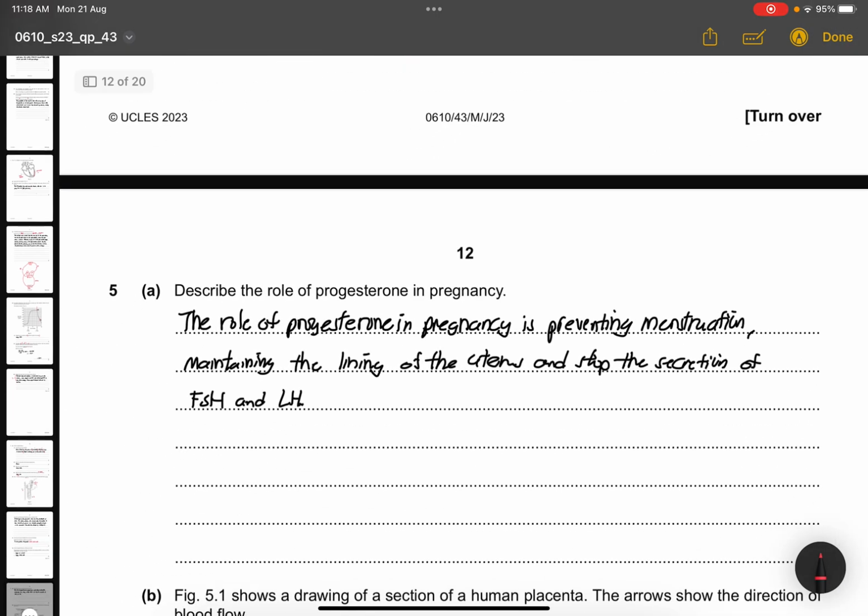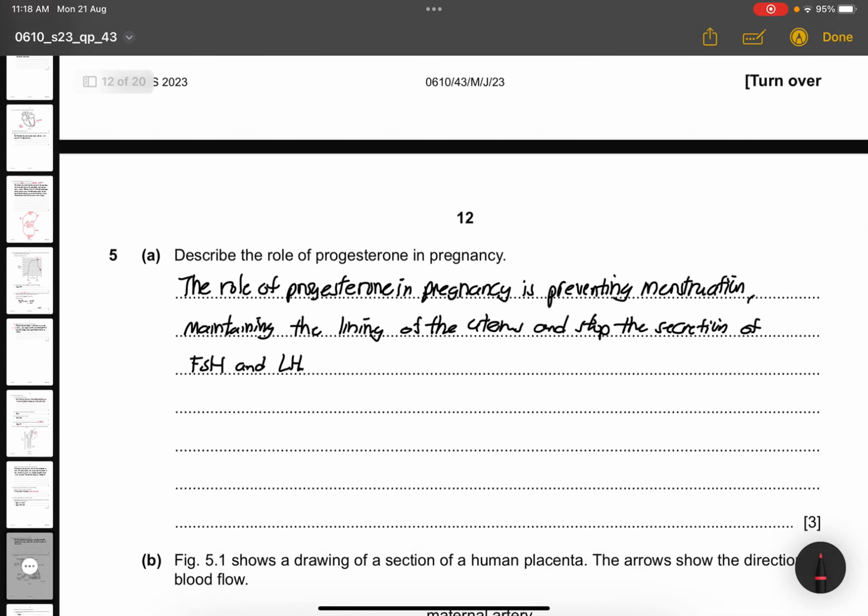Okay. Question 5, Part A. Describe the role of progesterone in pregnancy. So progesterone is basically the last hormone inside the cycle, where in the estrogen and progesterone cycle, estrogen is at peak at 14 days, and then progesterone is the remaining 14 days. So this is day 14 and this is day 28. So progesterone is this one.